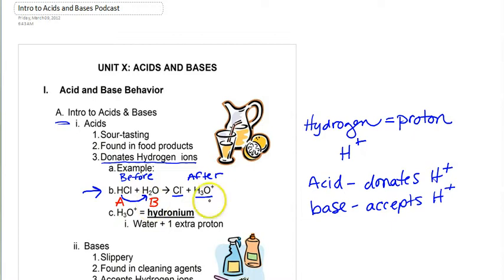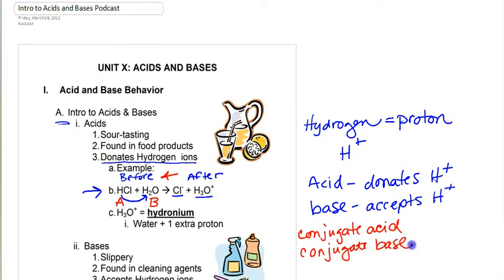Now we could also look at this in the other way, so in the other direction, and we refer to these then as conjugate acid and conjugate base. So these are your acids and bases in the reverse.